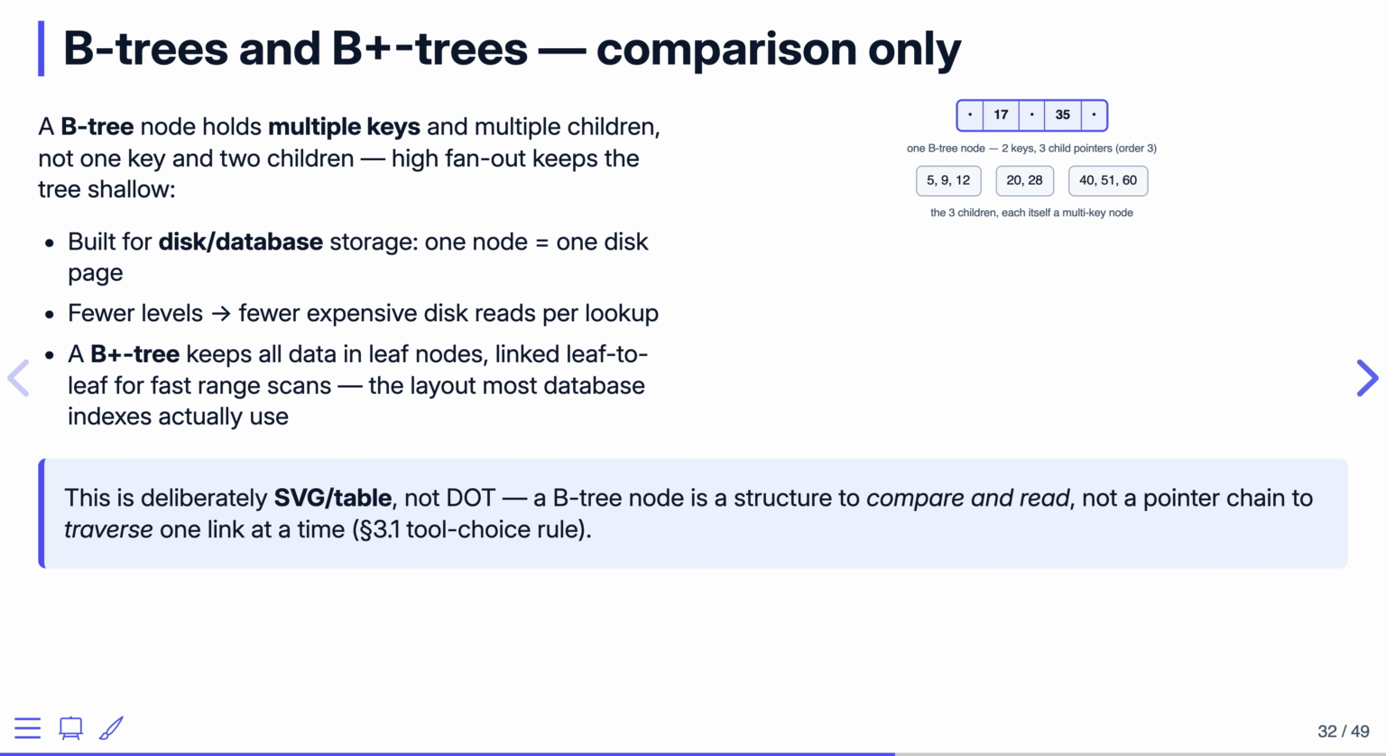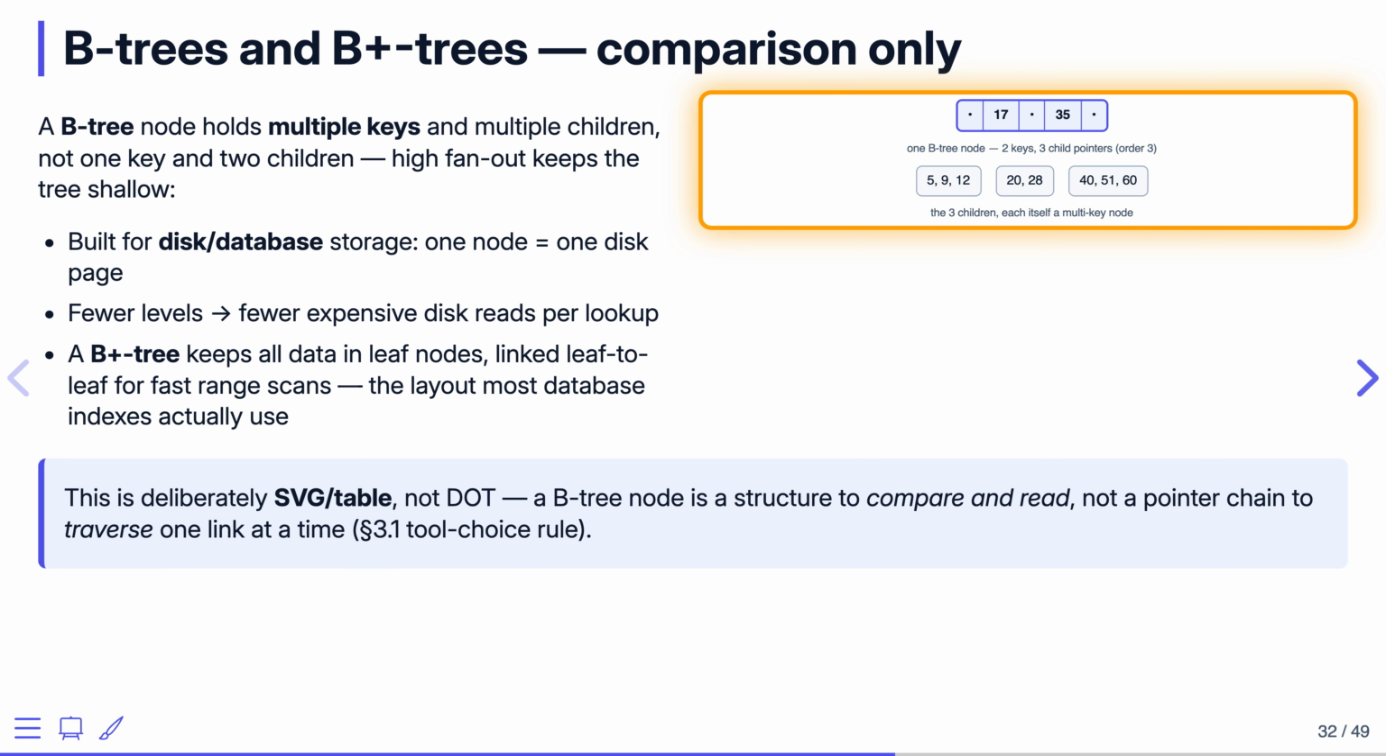Now B-trees and B+ trees, again for comparison. A B-tree node is different. It holds many keys and many children, not just one key and 2 children. This high fanout keeps the tree very shallow. B-trees are built for disk and database storage. One node maps to one disk page. Fewer levels means fewer expensive disk reads for each lookup. A B+ tree keeps all the data in the leaf nodes and links the leaves together side to side. That makes range scans fast. This is the layout most database indexes really use.